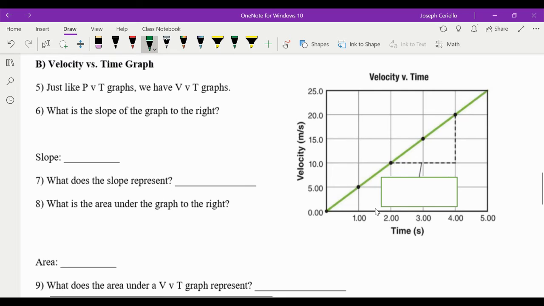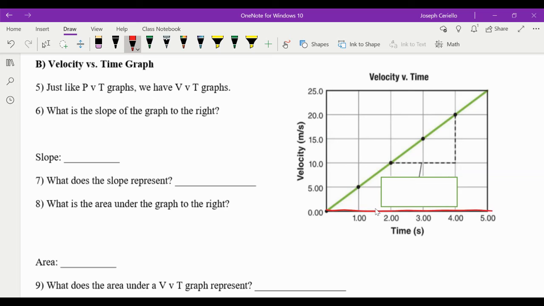So this one's not review, but we've seen stuff like this before. Just like position versus time graphs or displacement versus time graphs, we have velocity versus time graphs. So the question is, what is the slope of the graph to the right? Just do rise over run. It doesn't really matter what you choose for your rise and your run. I'll just switch up the color so it's easier to see. It's a triangle though, so let's just use the whole thing.